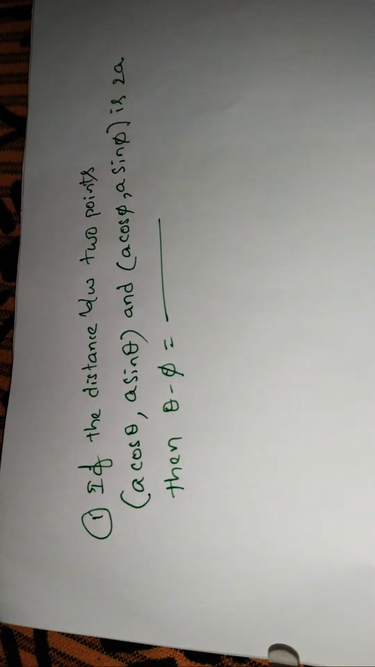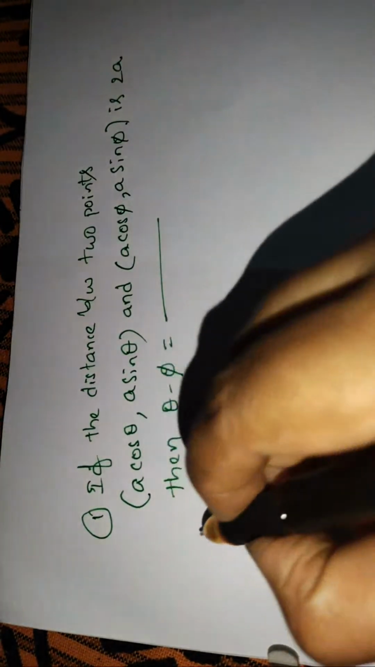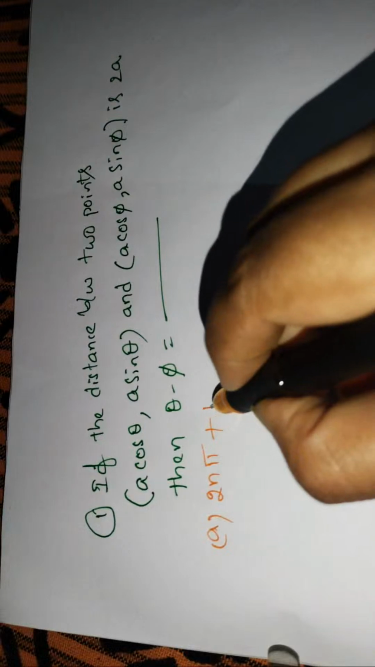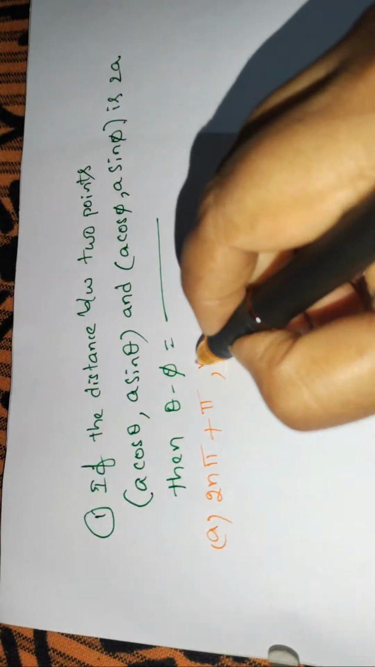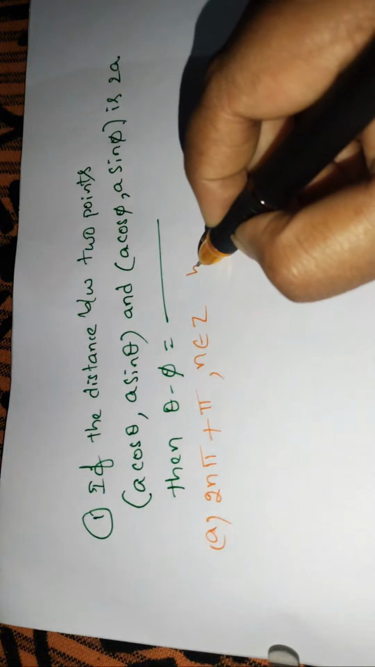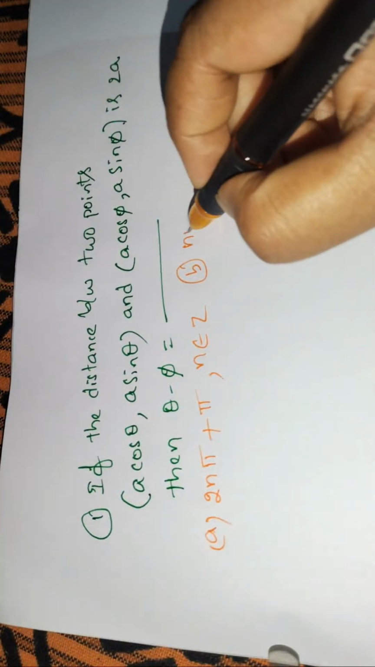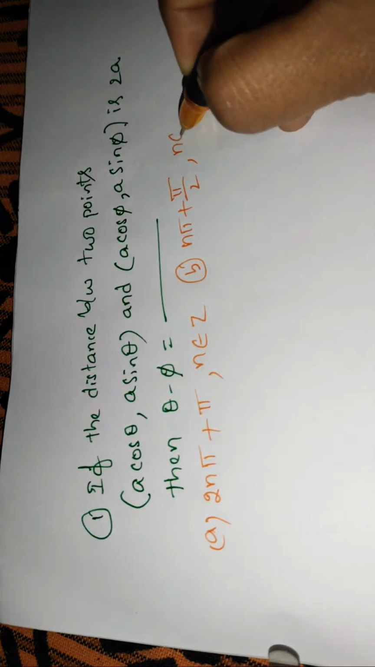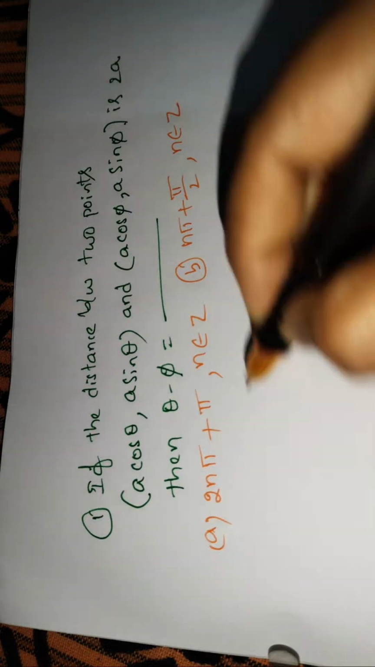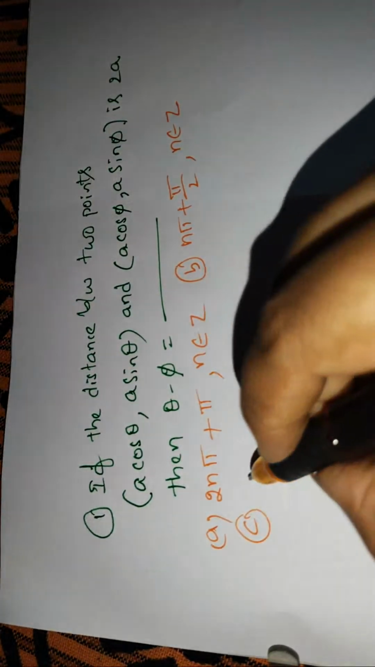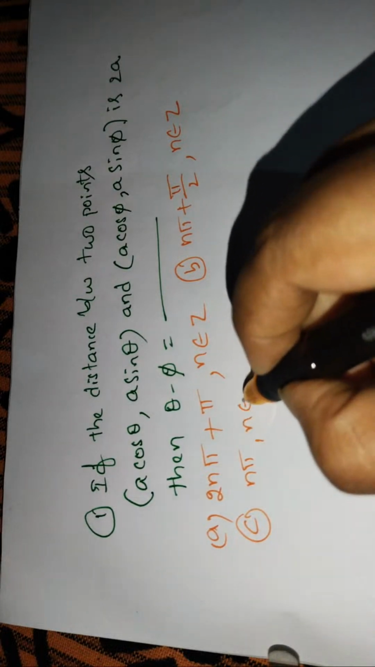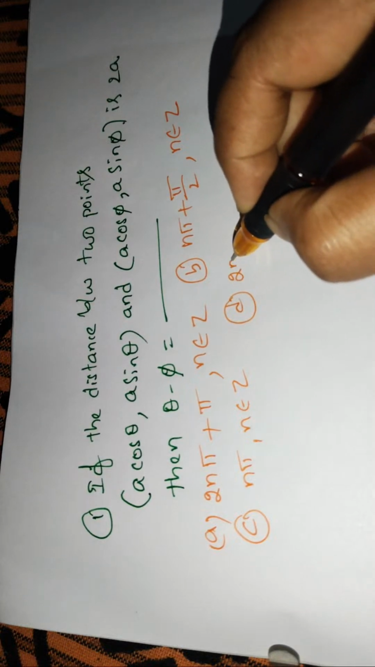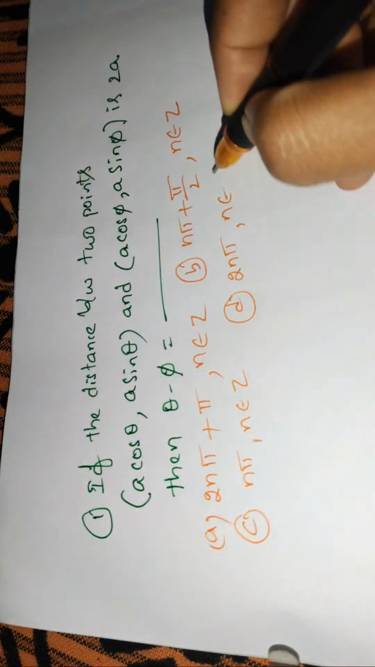I will discuss the options also. Option A: 2n pi plus pi, n belongs to Z. Option B: n pi plus pi by 2, n belongs to Z. Option C: n pi, n belongs to Z. Option D: 2n pi, n belongs to Z.